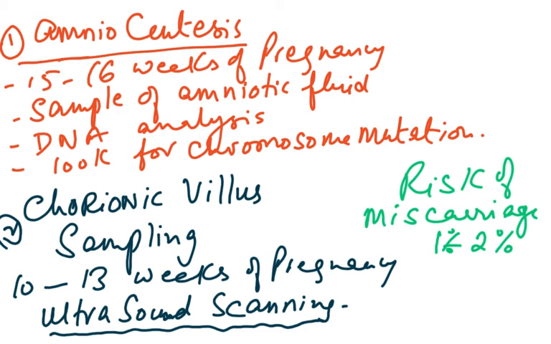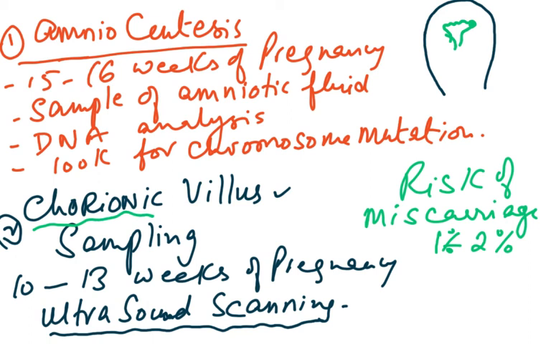Now the other one is called chorionic villus sampling. This is done in 10 to 13 weeks of pregnancy, with the help of an ultrasound. In the uterus, when it implants, some of the cells start to develop into the placenta. Now we need to take a small portion of this, some cells from the placenta, and the placental part is called the chorion. So the chorion is a part of the placenta.